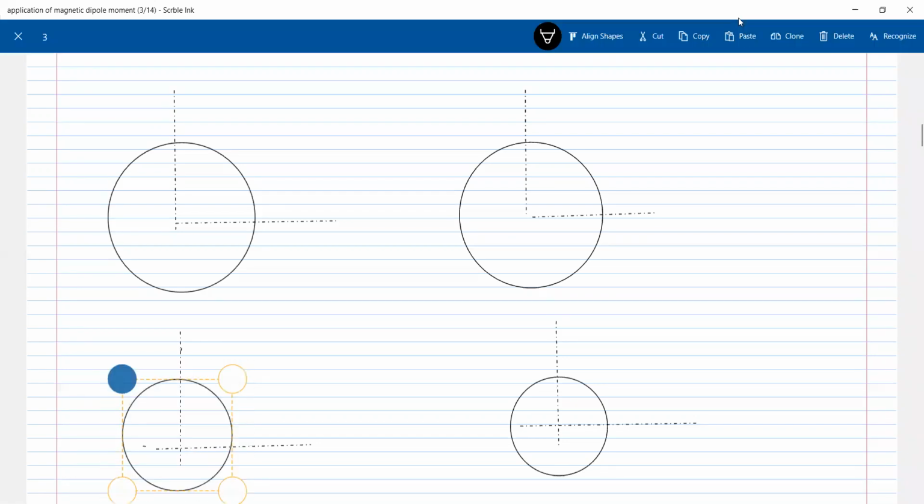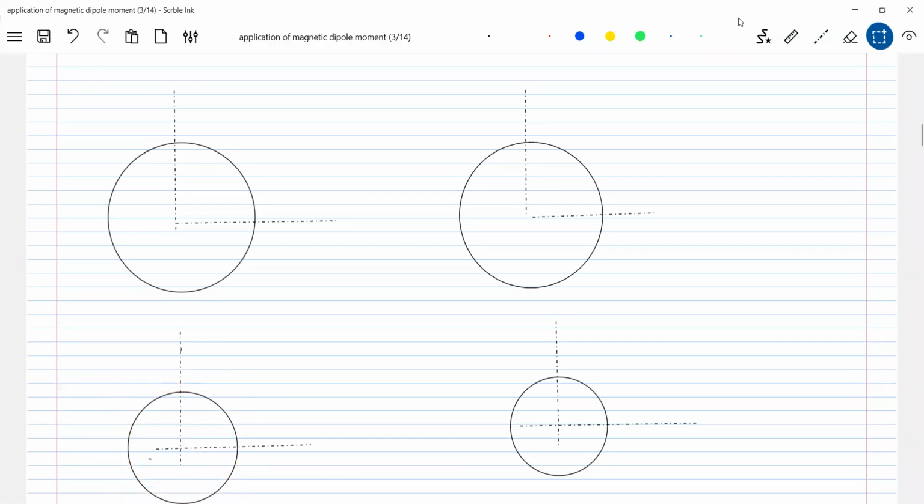This is a generalized discussion. This ring is carrying a current I. Already we kept B bar, no? So let me just keep B bar in this direction. What direction will the torque act?